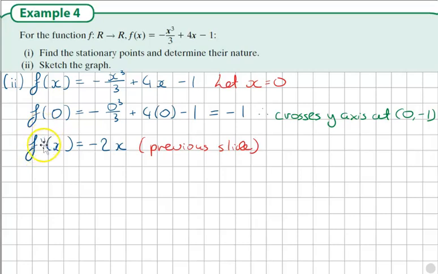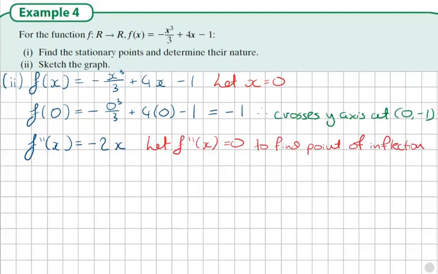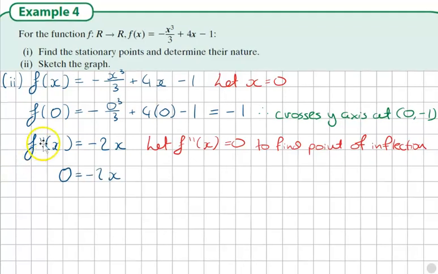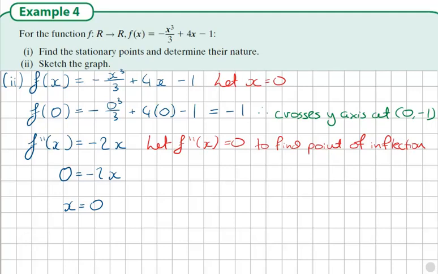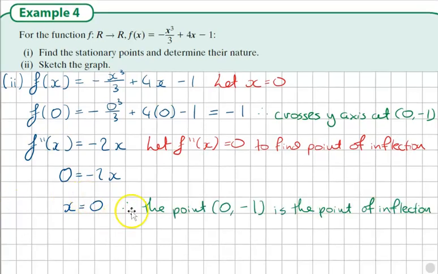We get the second derivative, so we worked that out, we don't need to do it again. The second derivative was minus 2x, we got that from the previous slide. So we're going to let the second derivative equal to 0 to find the point of inflection. So we replace the second derivative with 0, so we have 0 equals minus 2x. And solving for x, we get x is equal to 0. Therefore, the point 0, minus 1 is the point of inflection.